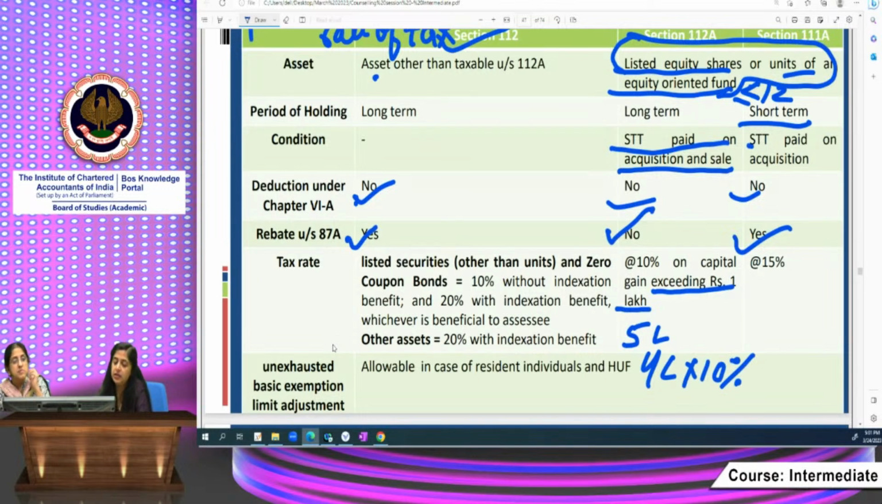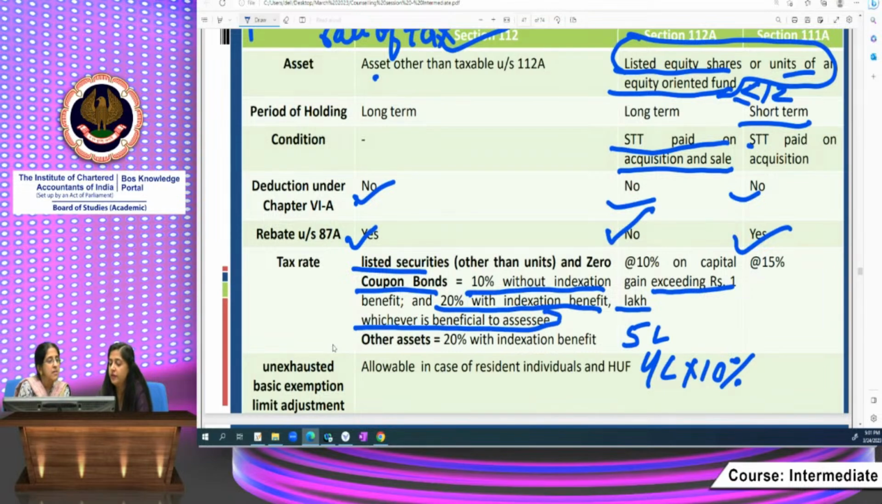And in other cases, if it is a listed security other than units and zero coupon bonds, then 10% without indexation and 20% with indexation, whichever is more beneficial for the assessee. So in respect of other assets, suppose it's land and building or it's a unit, then it's 20% with indexation. Only in listed securities, other than units and zero coupon bonds, you have to compare which is more beneficial for the assessee.